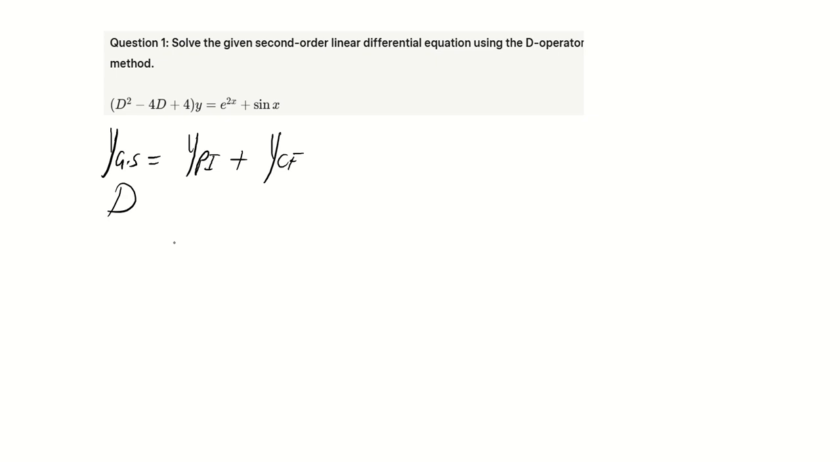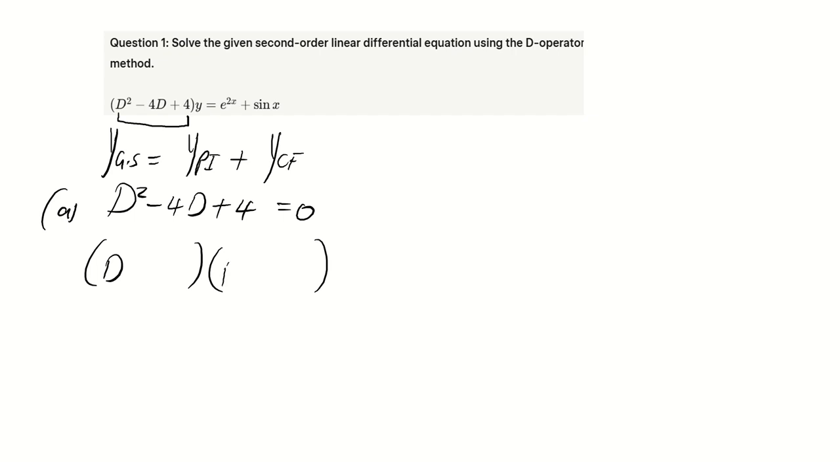So we first need to find, this is number A, we first need to find the YCF. To find the YCF, we have to find the factors of our operator equation. So we're going to take this and equate it to 0. Then we find the factors. The factors here, we have D, then obviously the factors here will be 2 and 2. So D1 equals D2, which is equal to 2.